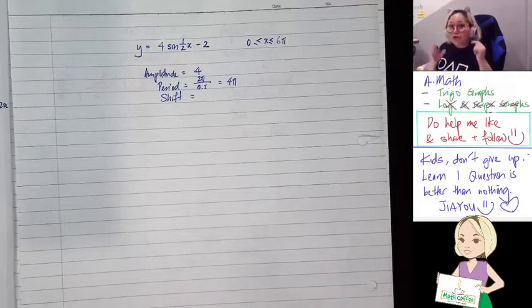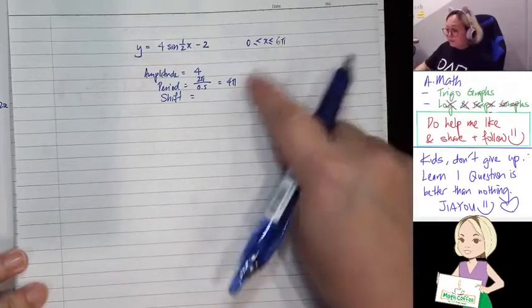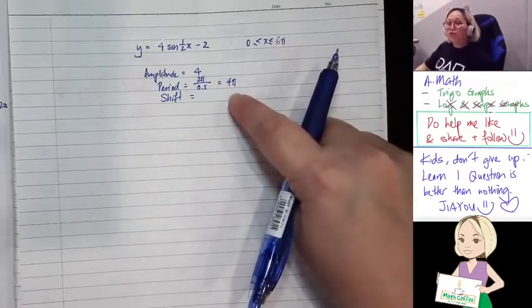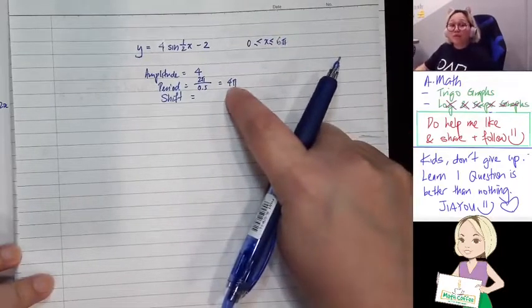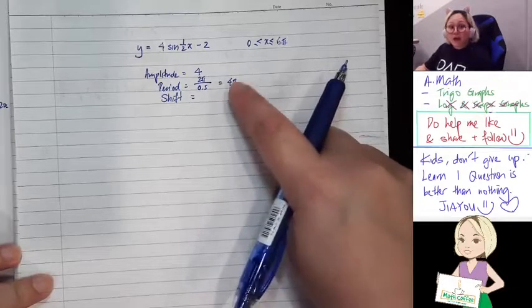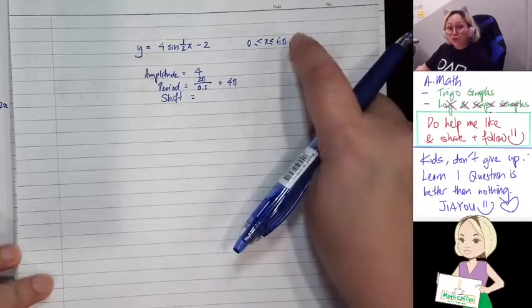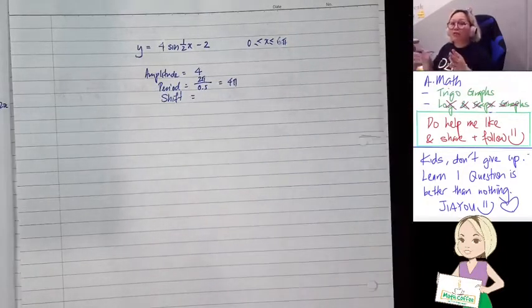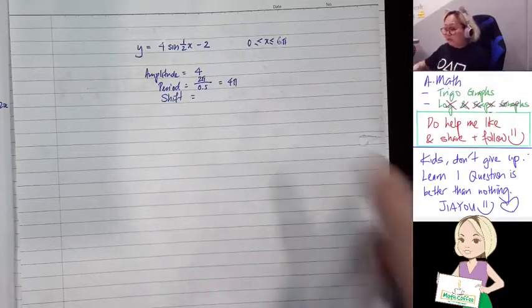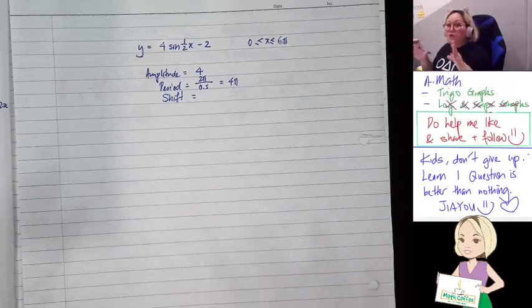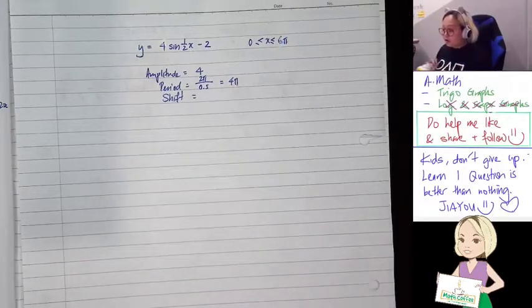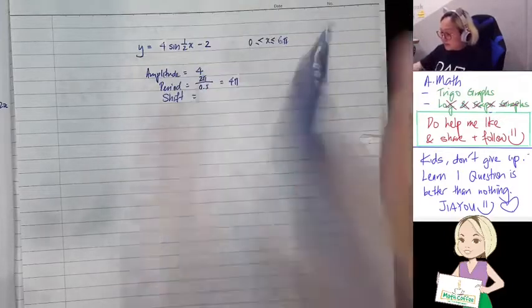I purposely put different numbers, so I want you to know that this range has nothing to do with your period. I know my one cycle is 4 pi. I want to draw up to 6 pi, which means I need to draw 1.5 cycles. If just now I only drew from 0 to 2 pi, it means I only drew half a cycle. So now we know we need to draw 1.5 cycles. Next, what is the shift?